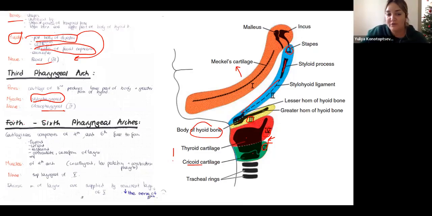What about the innervation? Because fourth and sixth will eventually fuse, vagus will innervate both of them. So both of them get their innervation from vagus, but don't forget we can't really share a nerve. So different branches of the vagus. Fourth one is going to be innervated by the superior laryngeal nerve, and sixth one is going to be innervated by the recurrent laryngeal nerve. So two different branches of the vagus are responsible for innervation of the two different arches.